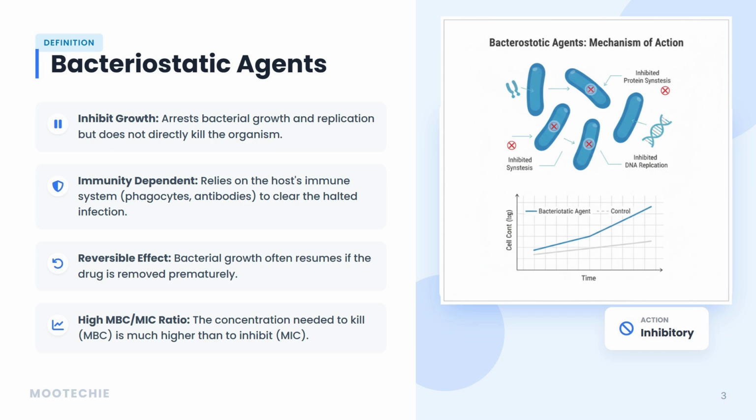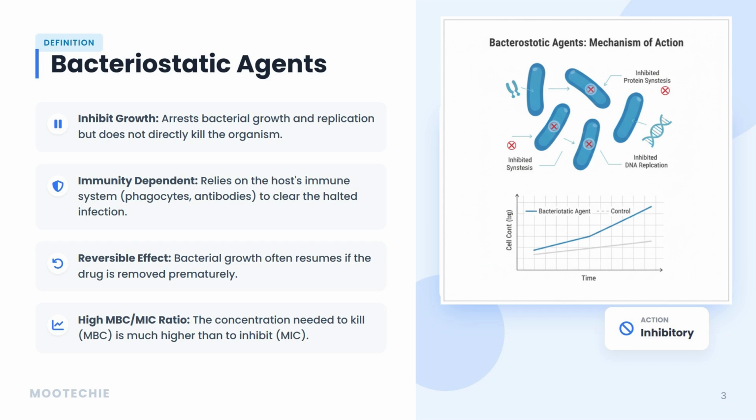Point 2. Immunity dependent. This action relies on the host's immune system, like phagocytes and antibodies, to finally clear the halted infection. Your body's defenses need to finish the job. Point 3. Reversible effect. If the drug is removed too early, bacterial growth can often resume. This is why completing a full course of certain antibiotics is still critical.